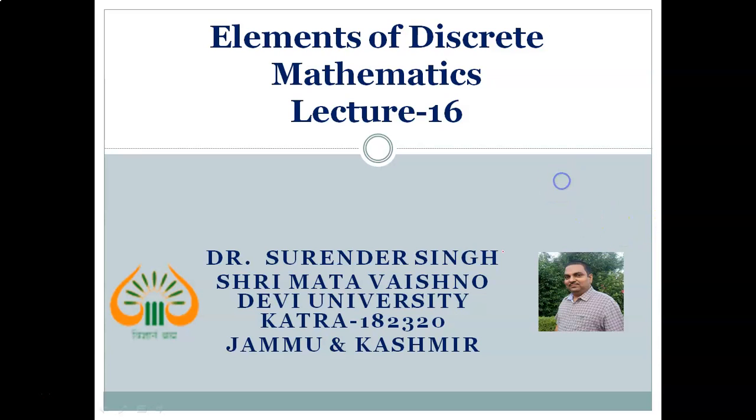Hello students, in lecture 16 of your course Elements of Discrete Mathematics, here we shall discuss two types of graphs. One is the Eulerian graph. In Eulerian graph we will study Eulerian circuit and Eulerian path. Hamiltonian path is another kind of path or graph.